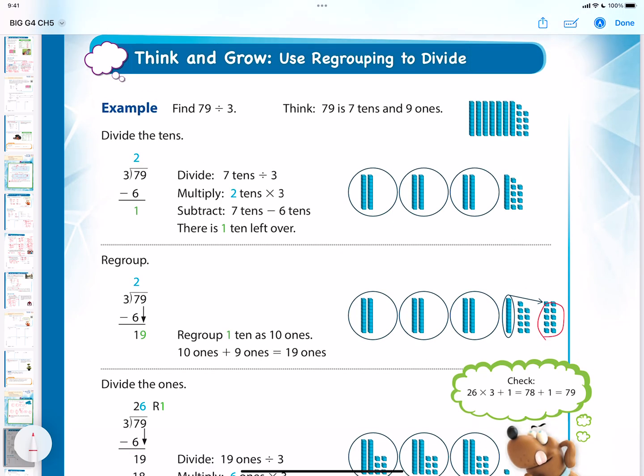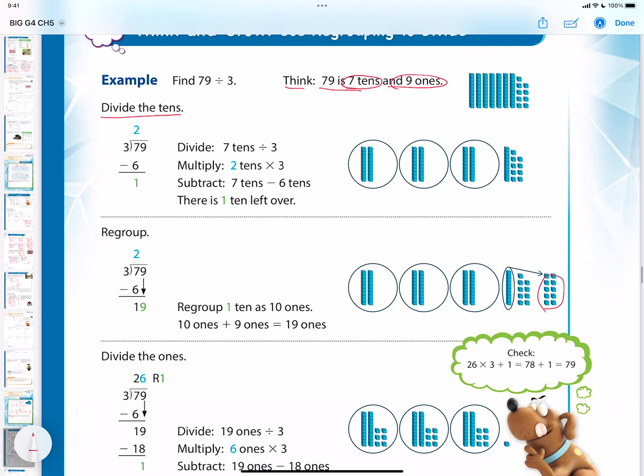Example: find 79 divided by 3. We can think 79 is what? We can split that into 7 tens and 9 ones. Now first step, divide the tens first. So this is long division. After these steps, I'm going to explain again to make it simpler. But let's go over it. Divide the tens first.